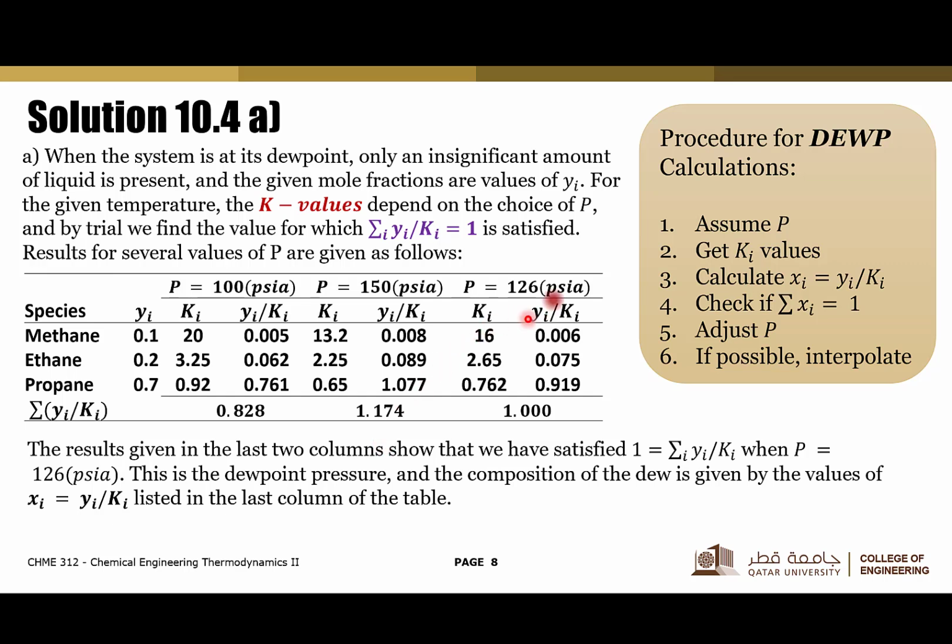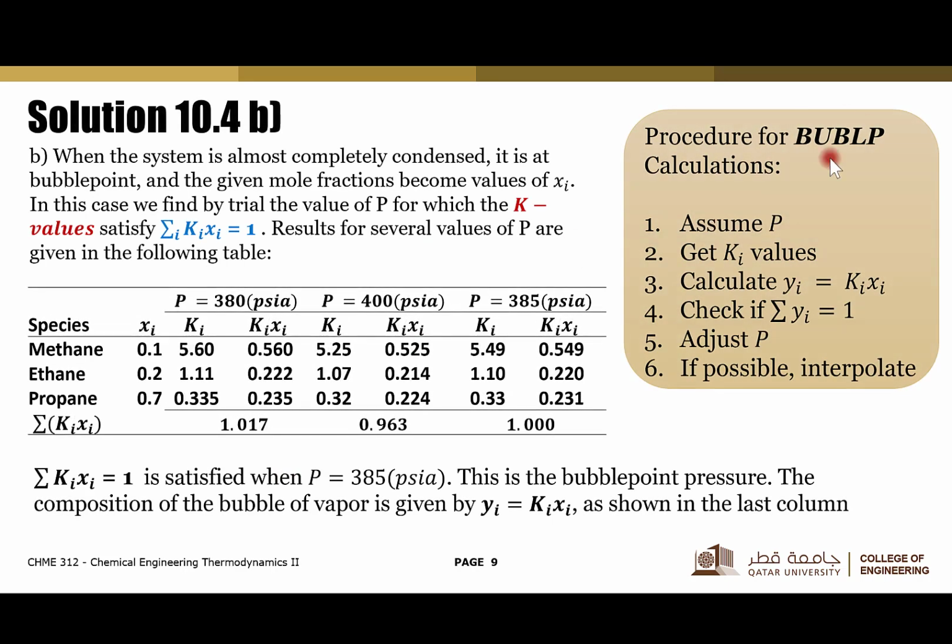So you do that, you find this pressure, 126, then you check what the K values are using the chart, calculate the X's, and now it's equal to 1. This is my dew pressure. All right, so we solve for the dew pressure. Then the next thing we want to do is the bubble pressure.